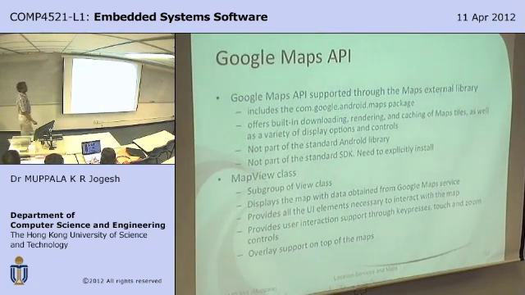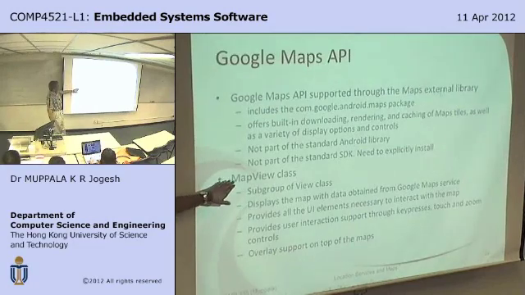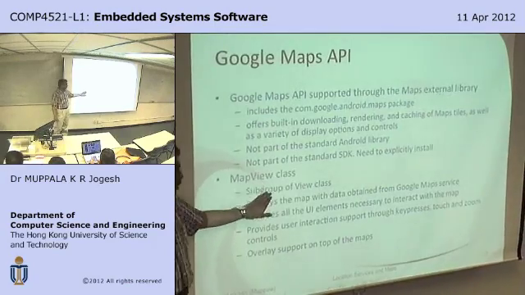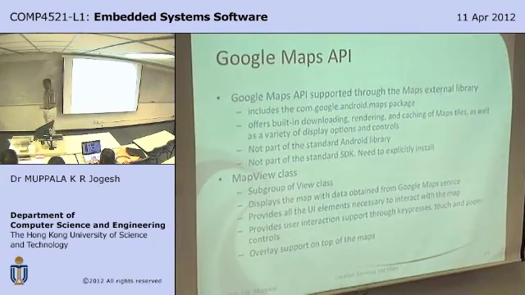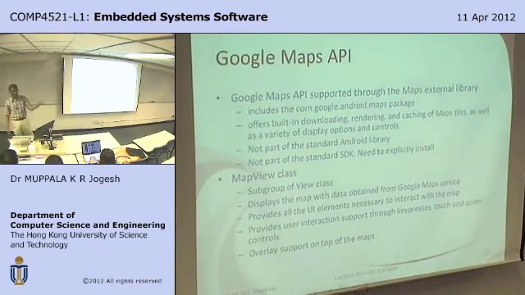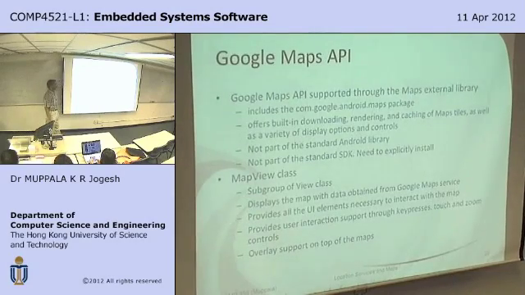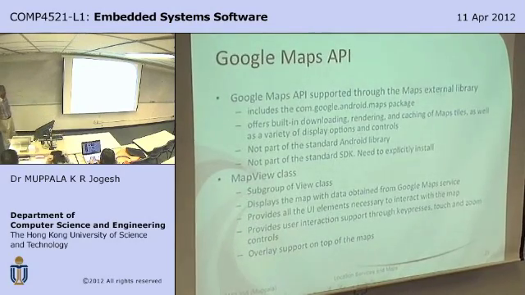And in the case of Android, Google Maps support is provided by making use of a class called the MapView class. MapView class is a subclass of the View class. We have already seen the View class. View class allows you to support many kinds of widgets on the screen and so on. What this MapView allows you to do is display the map with the data that is obtained from the Google Maps service. If you want to use OpenStreetMaps, then you get the corresponding library and then install and make use of it.